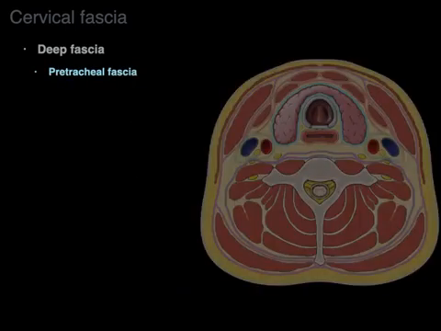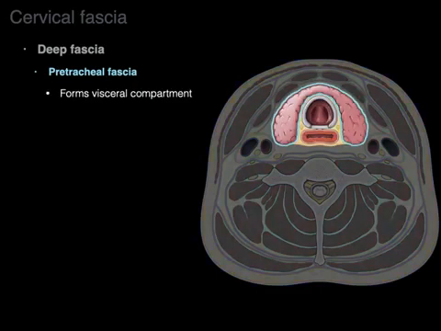The next is the pretracheal fascia, which is that one there. And the pretracheal fascia forms the visceral compartment. What are the viscera? Well, the thyroid gland and the trachea and the recurrent laryngeal nerves on either side, and the esophagus in this section, but the pharynx up higher. And then there are the parathyroid glands as well that are not shown but are in that area.